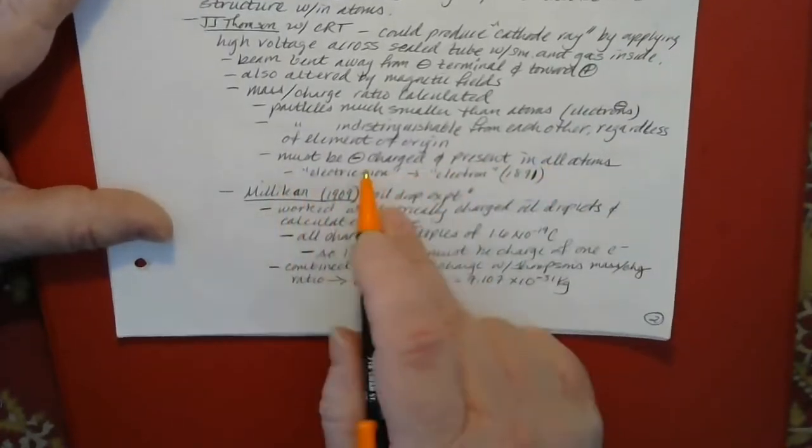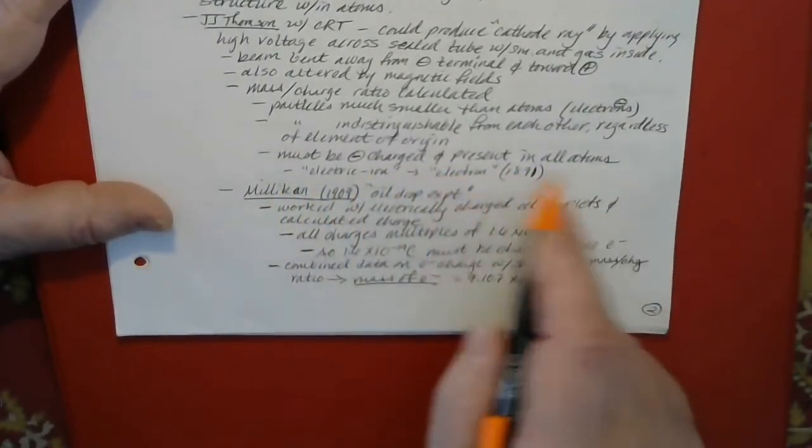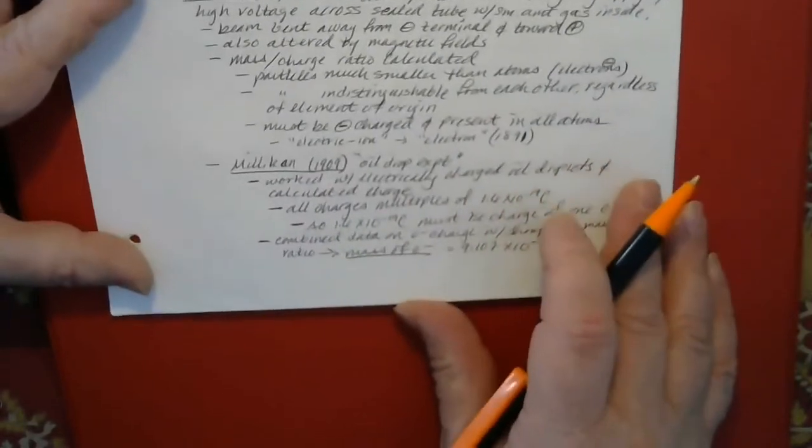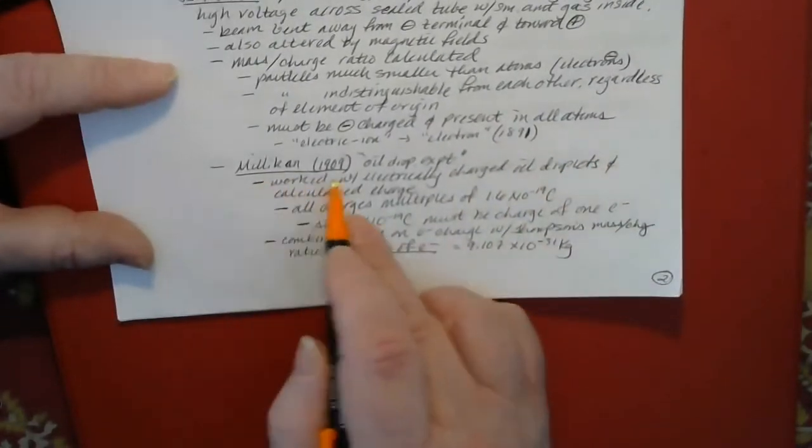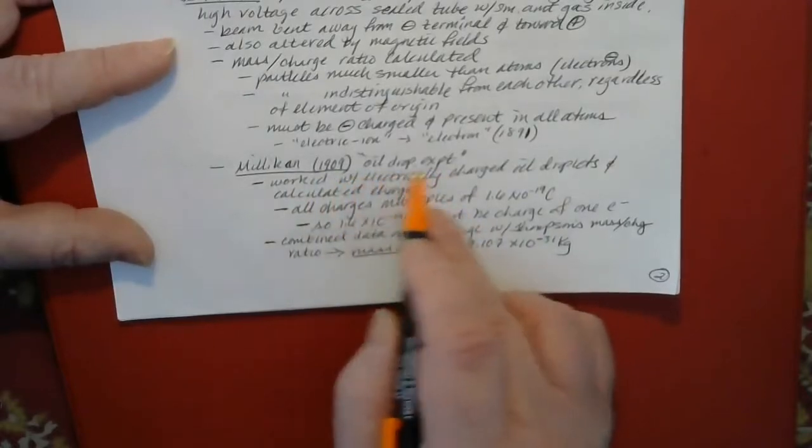Okay, so he found that they're negatively charged and they're present in all elements. And that was the electron. A few years later, a guy named Millikan came along and did what's known as the oil drop experiment. Actually, it was a series of experiments.